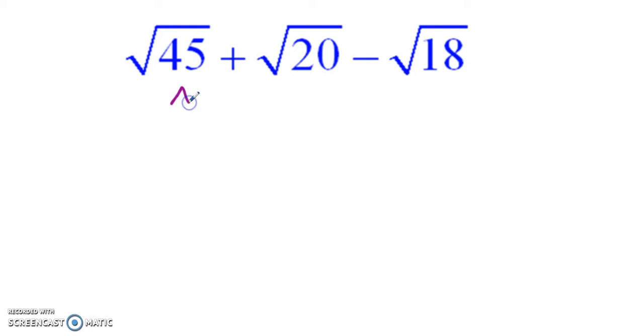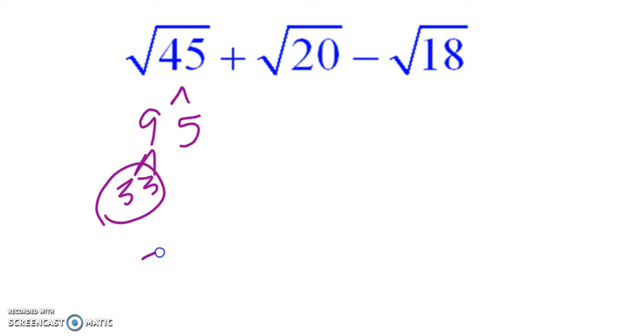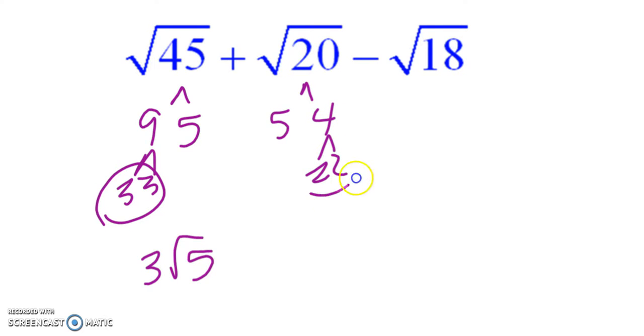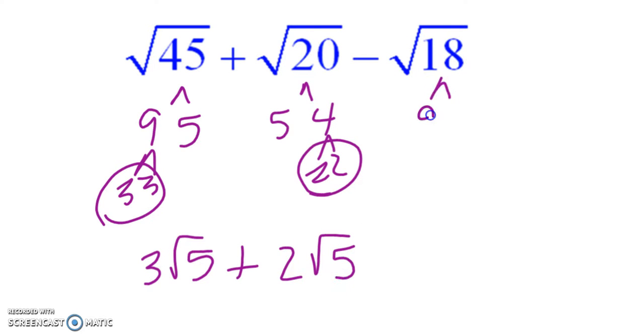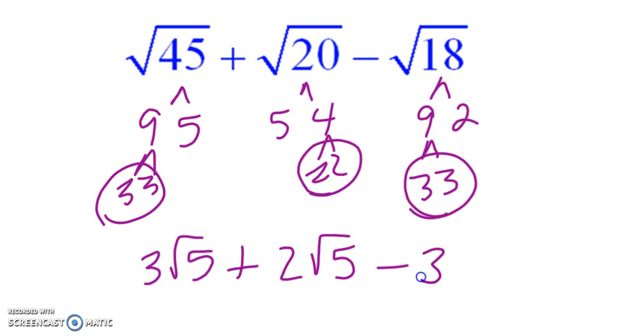So if I did 45, I could do 9 and 5, which would be 3, so it would be 3 the square root of 5. 20 is going to be 5 and 4. The square root of 4 is 2 and 2, so that's going to be a plus 2 root 5. 18's 9 and 2, 3 and 3. So that's a minus 3 root 2.